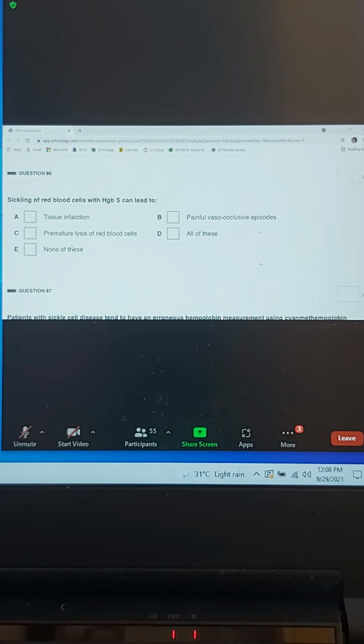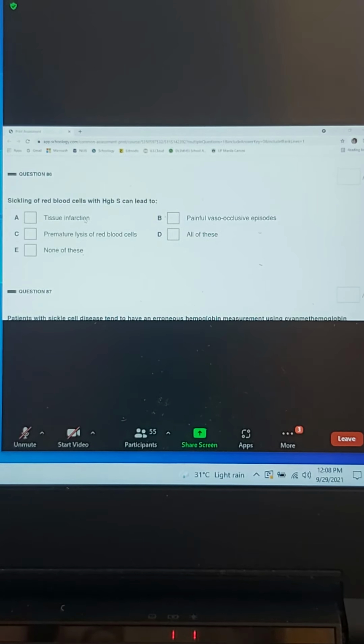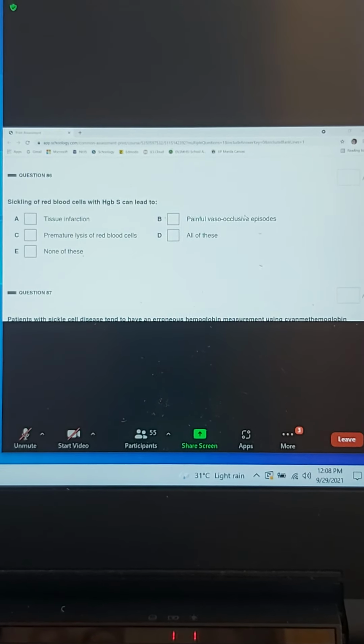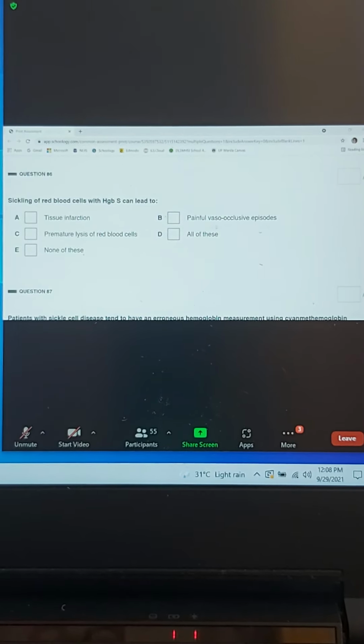Cycling of red blood cells with hemoglobin S can lead to all of these. Okay, so all of this. So nagkakaroon tayo ng organ damage as a result of infarction. Yung vaso-occlusive episodes are also painful. And then of course, premature lysis of red blood cells. So all of these.